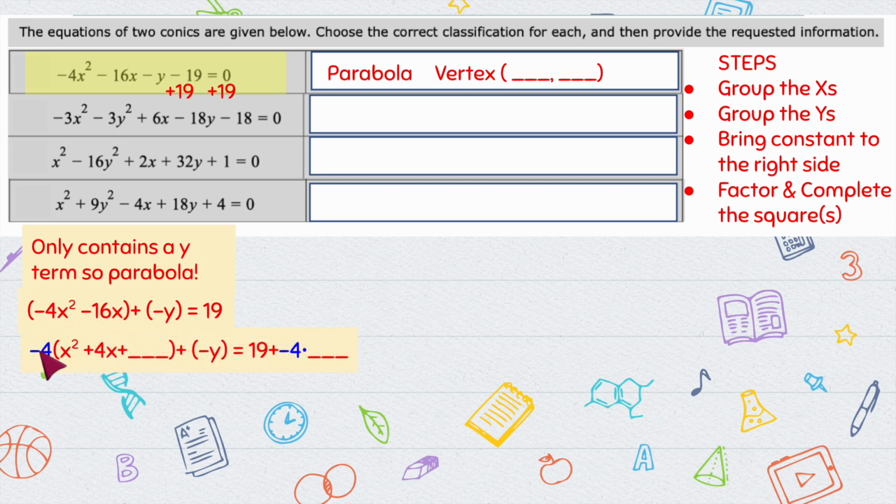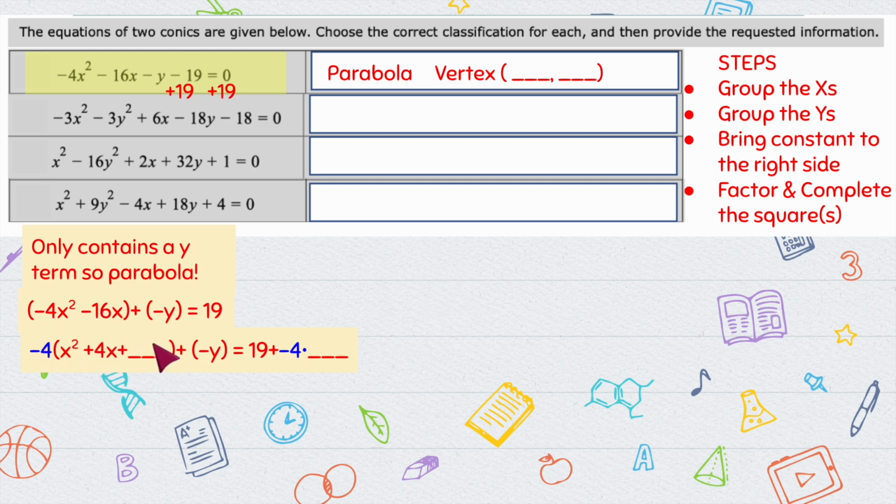So I want to factor out anything that I can. Remember, that was this step: factor, and then complete the square. So I'm dividing everything by 4. Negative 4x squared divided by negative 4 is just x squared. Negative 16x divided by negative 4 is positive 4x.